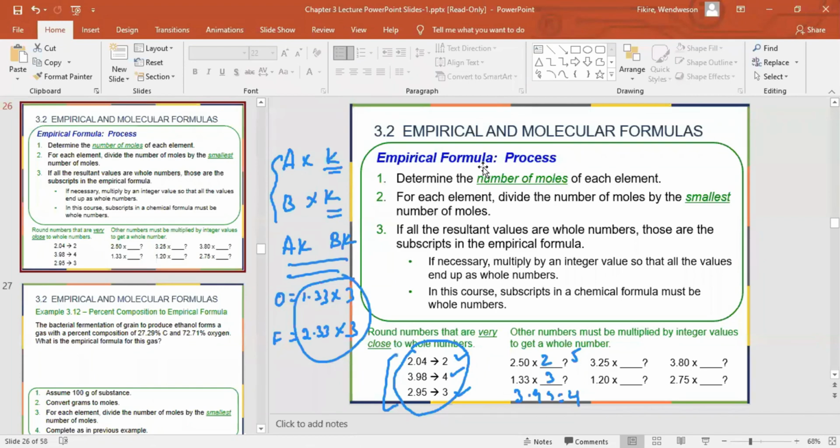Wait, Professor, so you said 3.8 cannot be rounded up. For determining the empirical formula, it cannot be rounded up, yes. Okay, thank you. You're welcome.